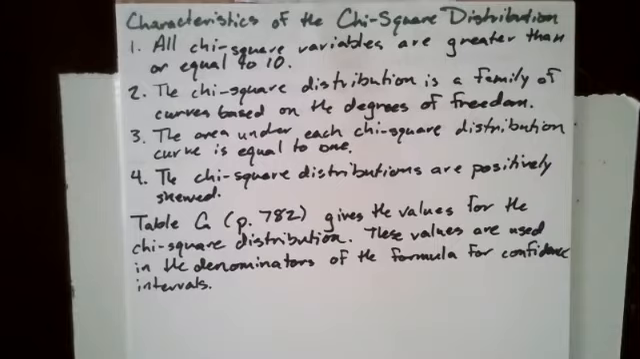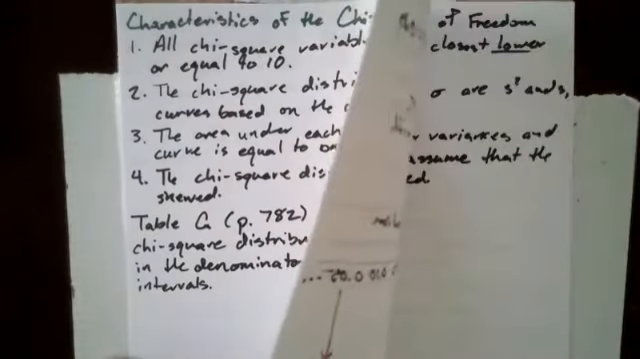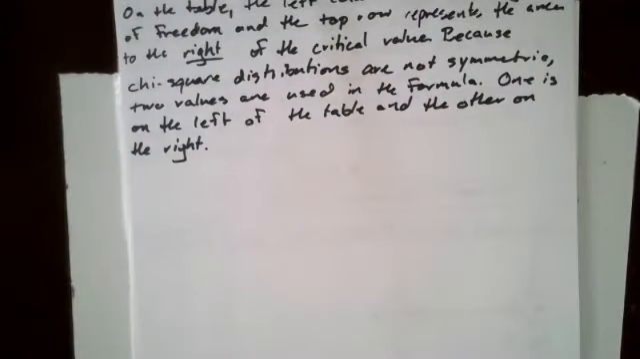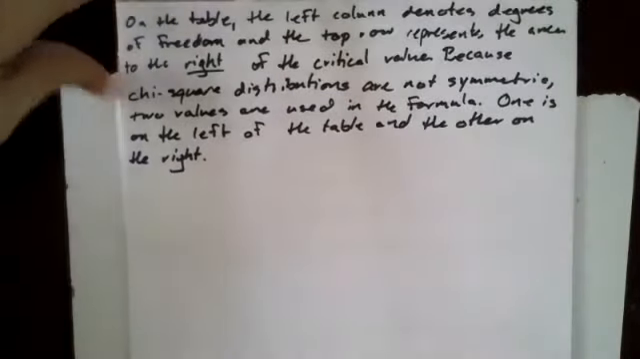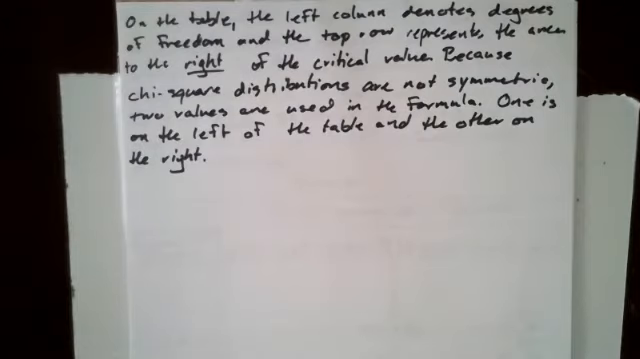Table G on page 782 gives the values for the chi-square distribution. These values are used in the denominators of the formula for confidence intervals. On the table, the left column denotes degrees of freedom, and the top row represents the area to the right of the critical value. Because chi-square distributions are not symmetric, two values are used in the formula. One is on the left of the table and the other on the right.